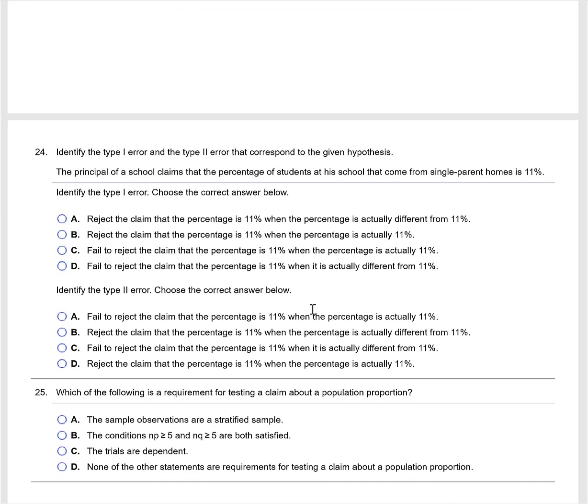Identify the type 1 and type 2 error that correspond to the given hypothesis. The principal of a school claims the percentage of students at his school that come from single-parent homes is 11%. Type 1 error, remember, means we reject the null when in fact the null is true. So that would mean we would reject the claim that the percent is 11% when in fact the percentage is actually 11%. So that's choice B. The type 2 error means we fail to reject the null when in fact the null is false. So we fail to reject the claim that it's 11% when it's actually different from 11%, because we were testing simply equal to and not equal to.